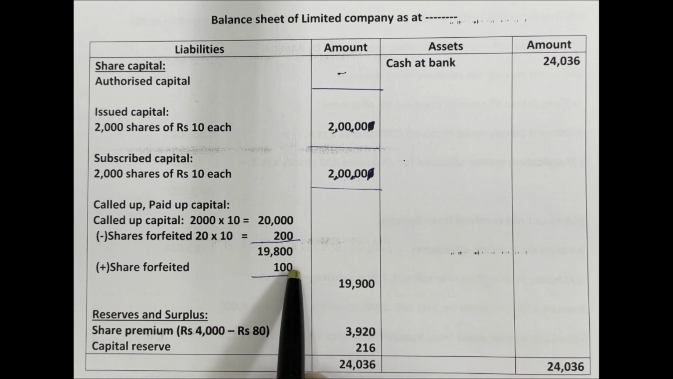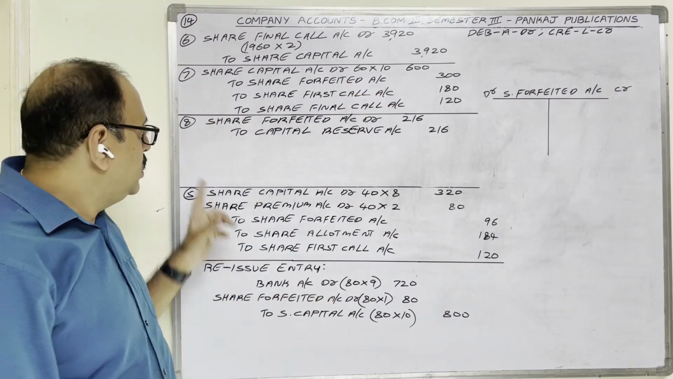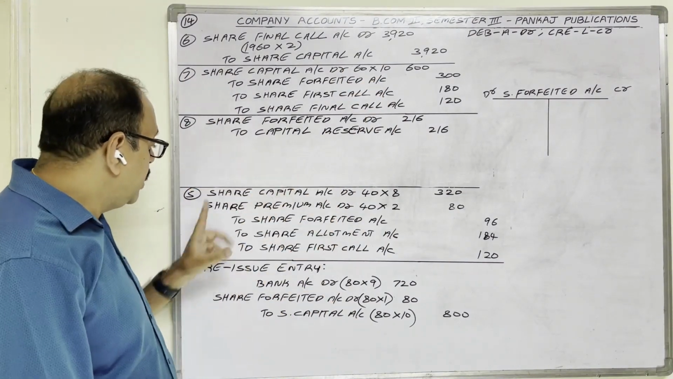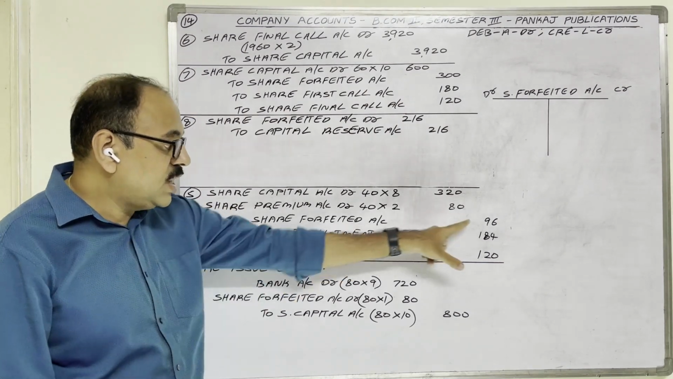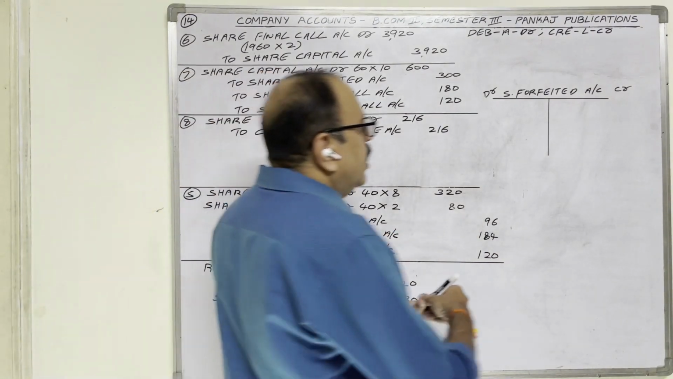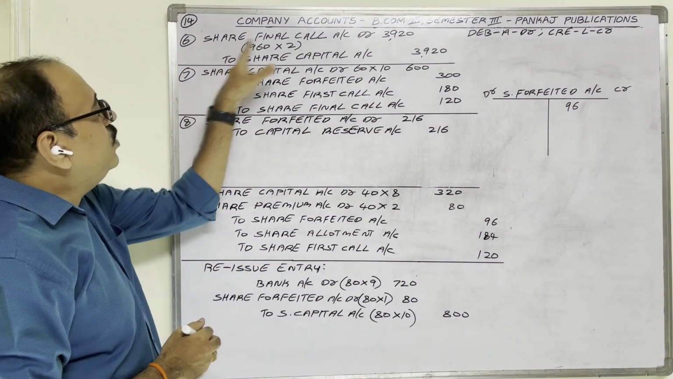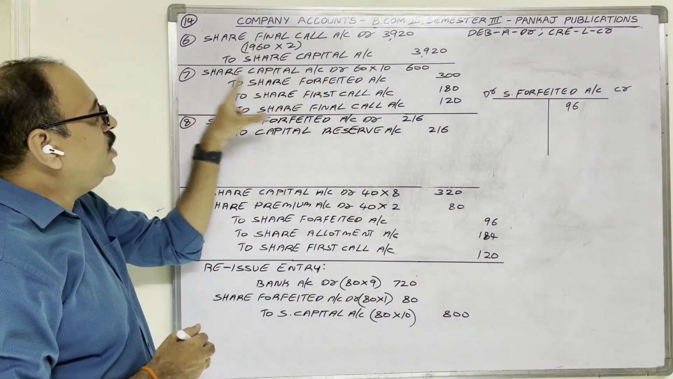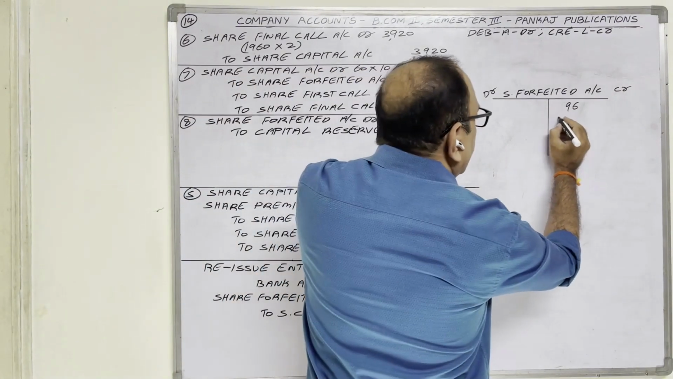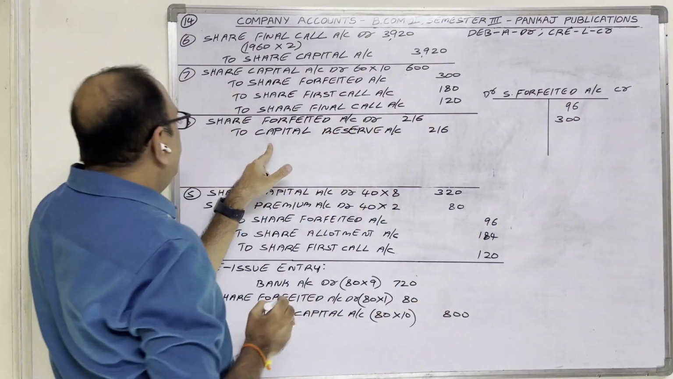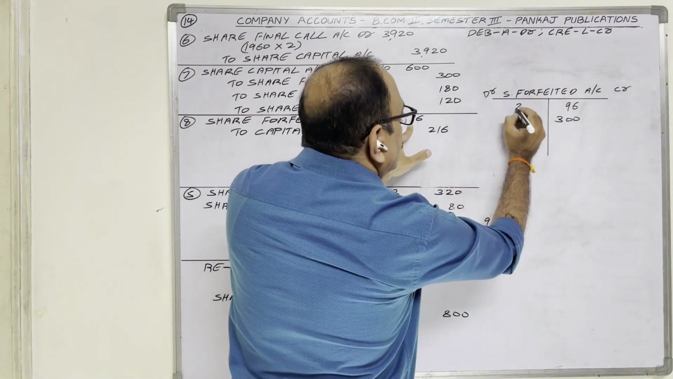How is this 100 rupees calculated? Let us see. Share forfeited account, roughly we will prepare with these related entries. In the fifth entry, share forfeited account is credited with 96 rupees, on the credit side. Next, sixth entry, no forfeiture account. Come to the seventh entry, share forfeited account is credited with 300 rupees, credit side 300. Next, the 8th entry, share forfeited account is debited with 216 rupees.